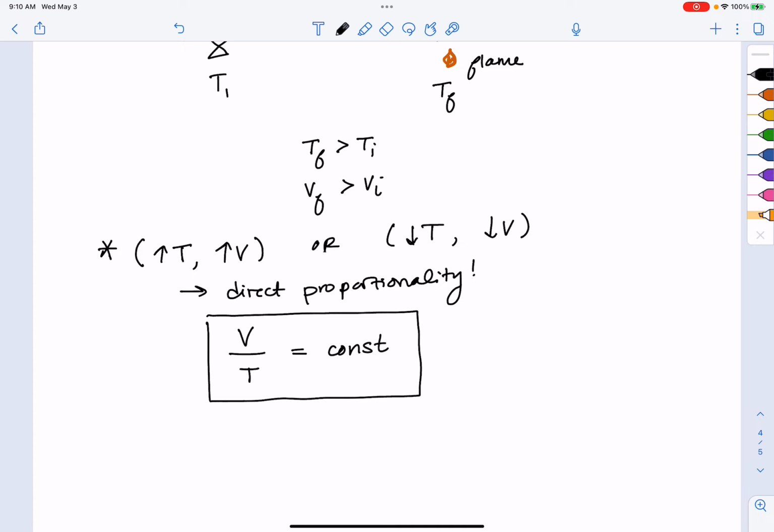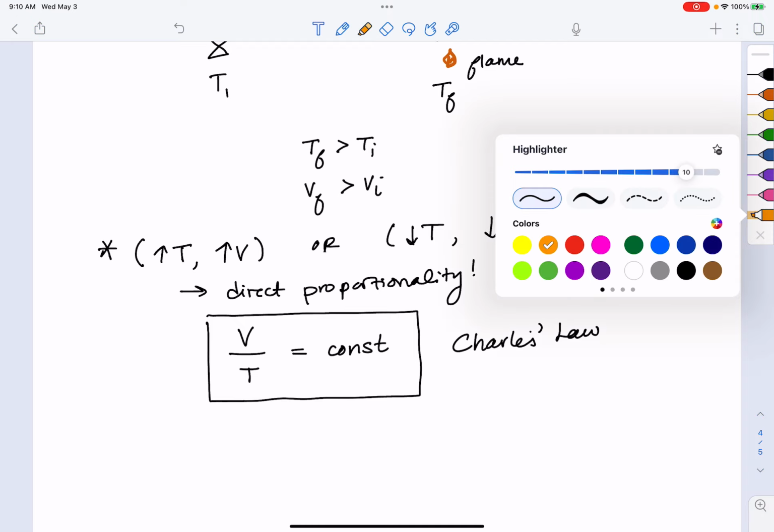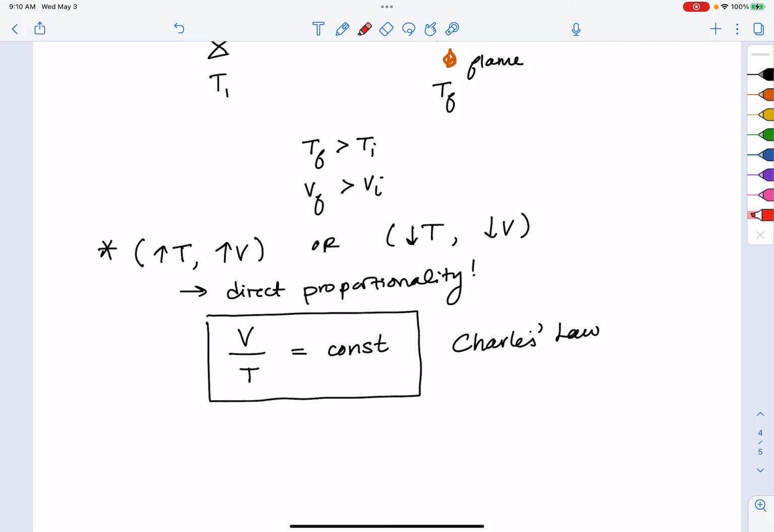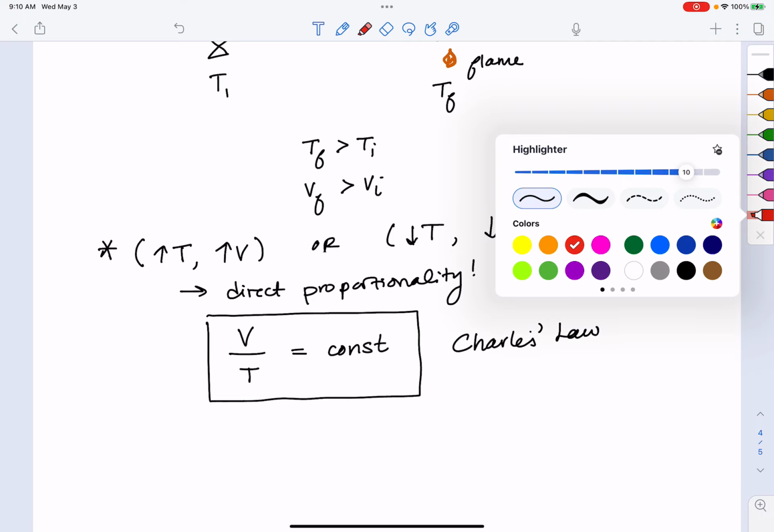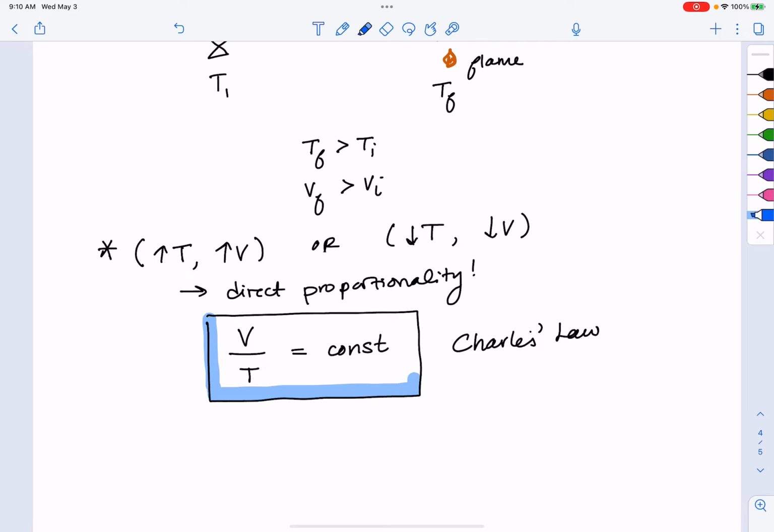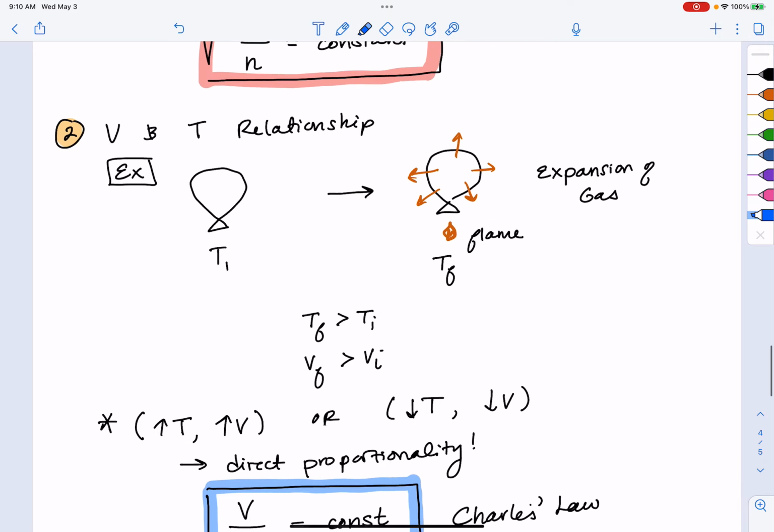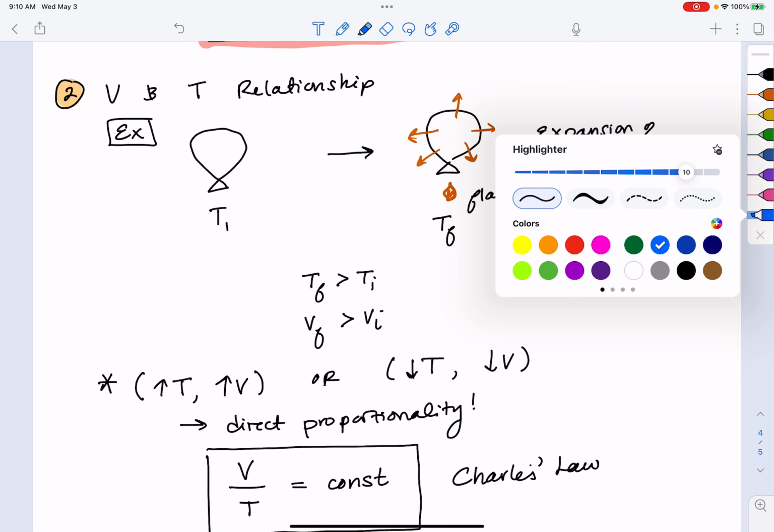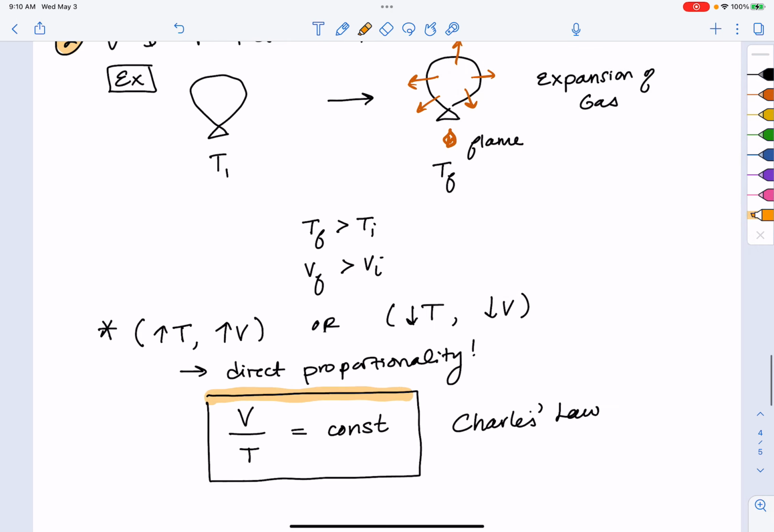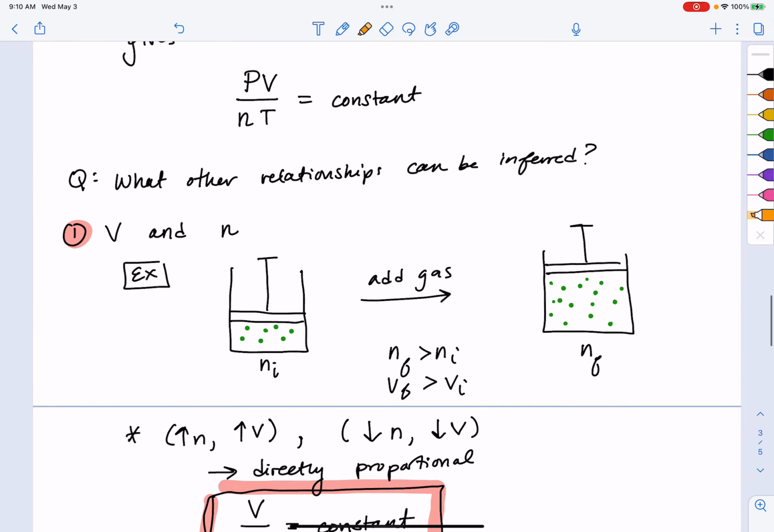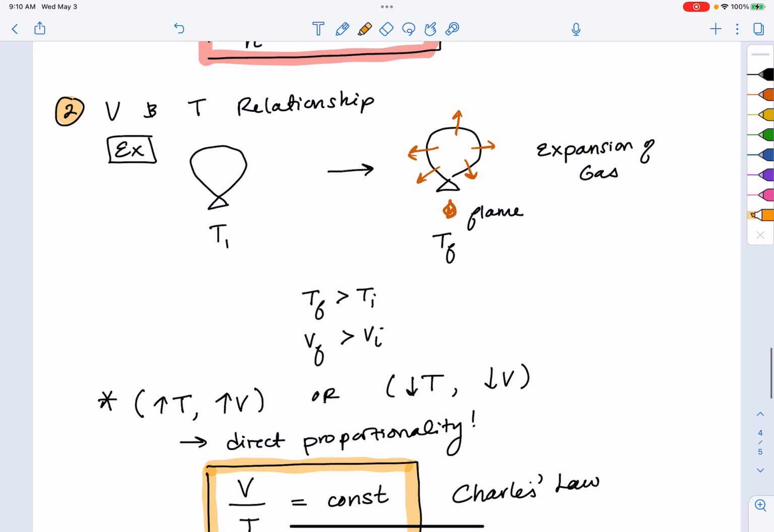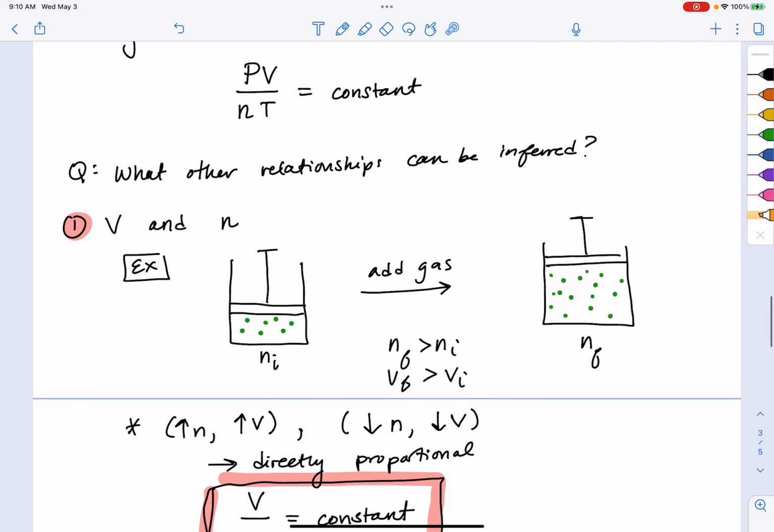All right, this is called Charles' law. And let's check that Charles' law is something that we see reflected. Let's see if Charles' law is something that we see reflected in our pressure relationship equation that we got earlier. So do we see volume over temperature equal to a constant? Up here, volume over temperature equal to a constant. Yes, we do.